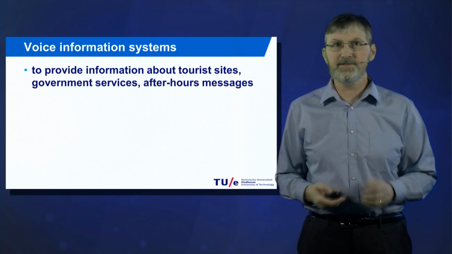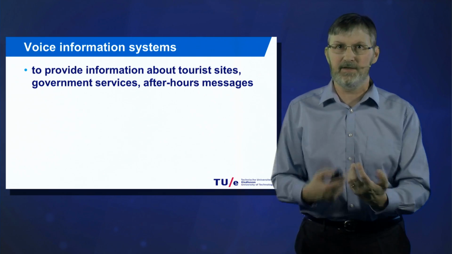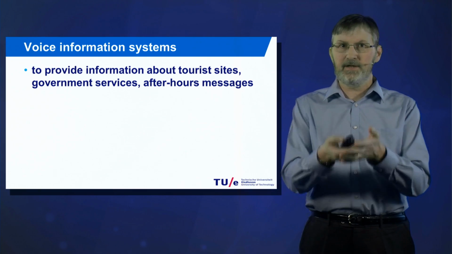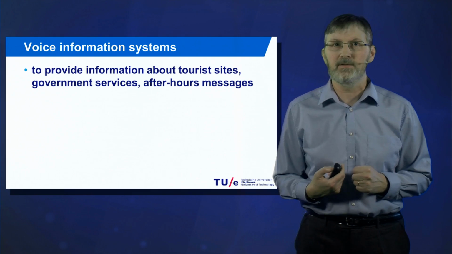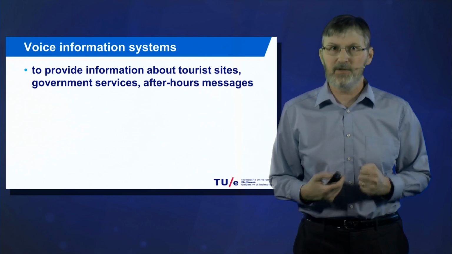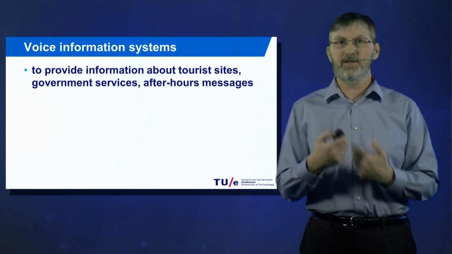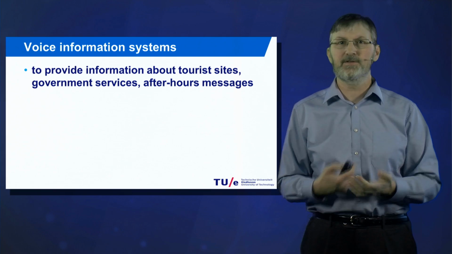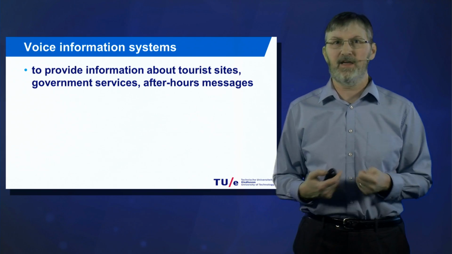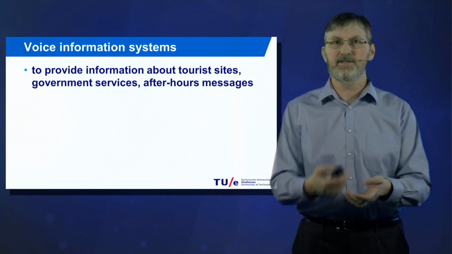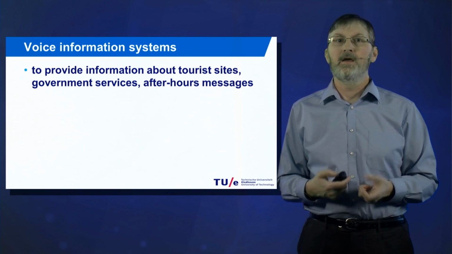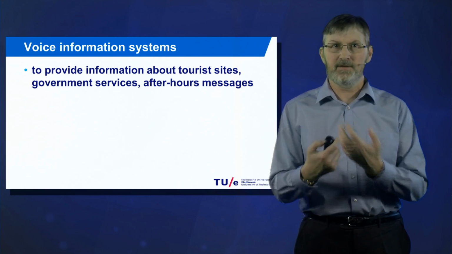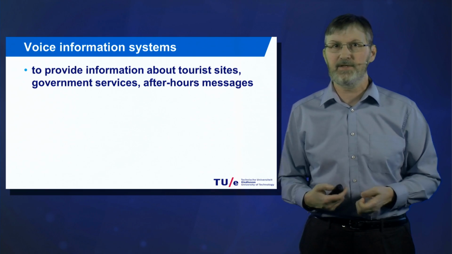In voice information systems, where we have a dialogue like in a menu system with the computer, we need to consider applications where that is really useful. For instance, when we call a doctor's office after hours and we engage in a small dialogue with a computer, right, to decide whether we need emergency help or whether we just need to call back the next morning. Tourist sites, government services can offer this information, a dialogue in airports or train stations.